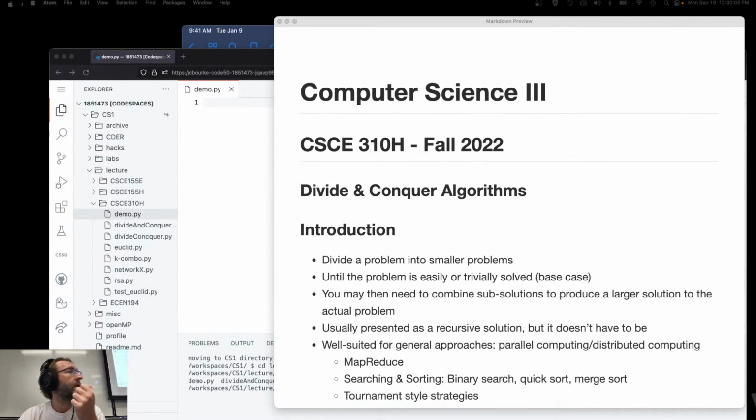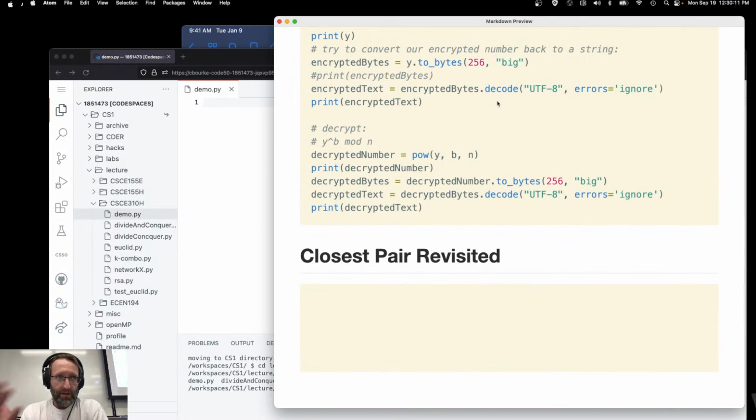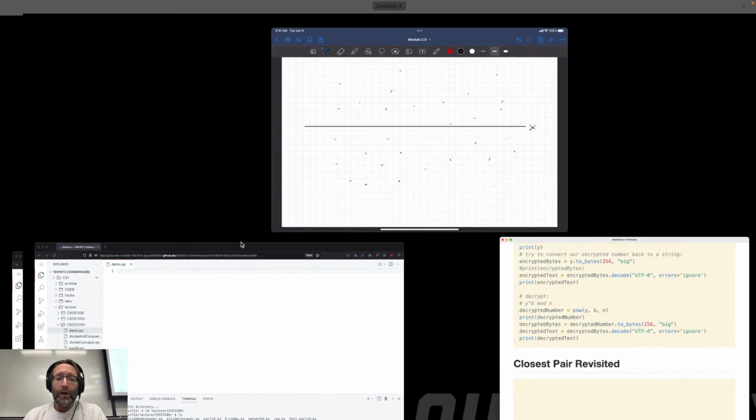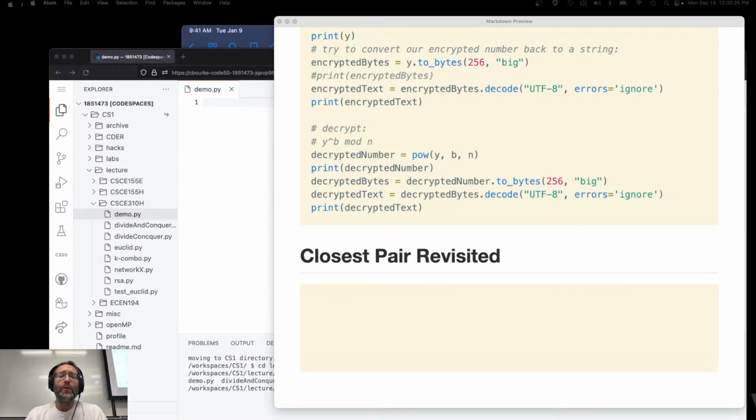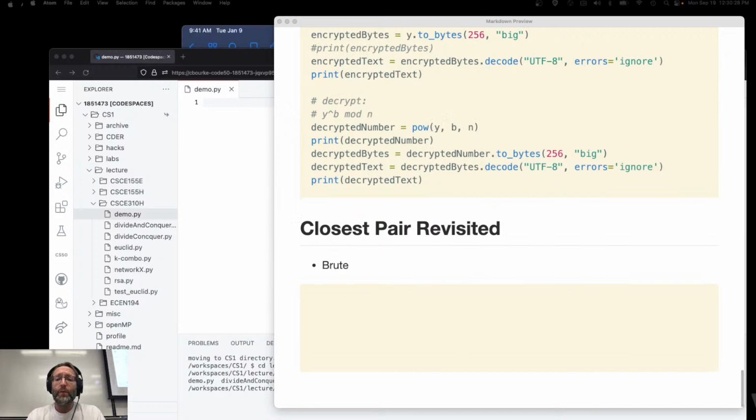All right, so today we're going to continue with the divide and conquer strategies. And the example that we started with last Friday is yet another programming exercise for your next assignment, where we've got the closest pair of points in a Euclidean plane. We're revisiting that problem. I forget if we actually implemented it, but the brute force solution was going to be an order n squared algorithm.